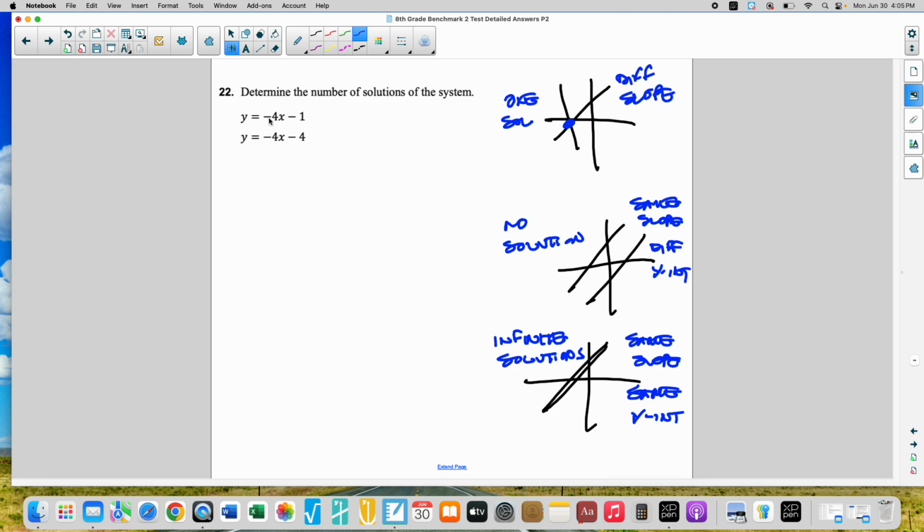So we look at the slopes. They have the same slope. Same slope of -4, but different y-intercepts. Y-intercept of -1, y-intercept of -4. So they're going to be parallel. So there is no solution. How many solutions? None. They share no solutions.